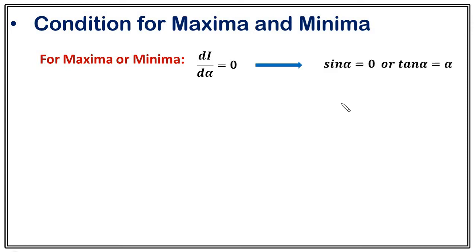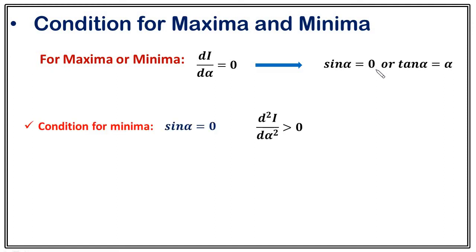If you do that, you will find sin alpha equals 0 or tan alpha equals alpha. This will be the condition of maxima or minima depending upon another condition. If you apply that condition, that is, the second derivative of I with respect to alpha is greater than 0, that indicates the minima. If you try to verify it, you will find that sin alpha equals 0 satisfies this condition. So we can write sin alpha equals 0 as a condition for minima.